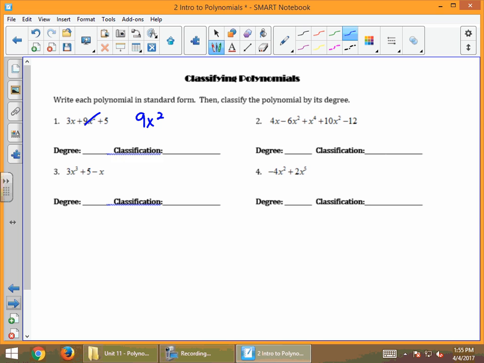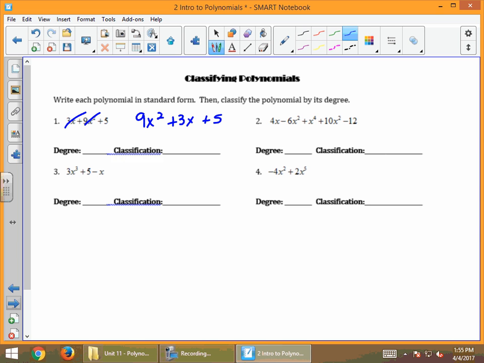Between 3x and 5, which one has the bigger exponent? 3x. Good. Because that has an exponent of 1. 5 has an exponent of 0, or a degree of 0. So it goes in the back. The constant always goes in the back, no matter what. A regular old number will never go in front of a term that has a variable.